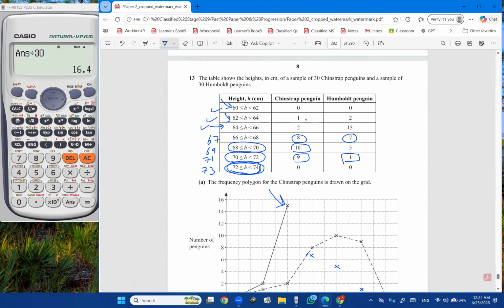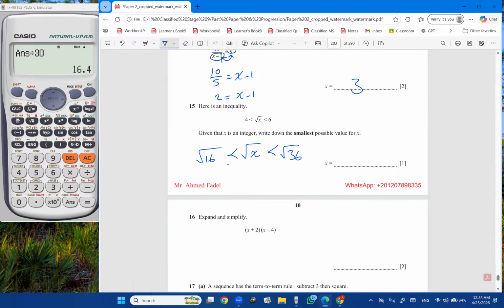Here is an inequality. Given that x is an integer, write down the smallest possible value of x. All right, so they're telling you over here that square root of x is between the square root of 16 and the square root of 36. So what is the smallest possible value given that x is an integer? It is a whole number. So it is between 16 and 36. It could be any number, yeah, but they told you the smallest possible value. So the smallest possible value here for x is 17, the number that comes right after 16.